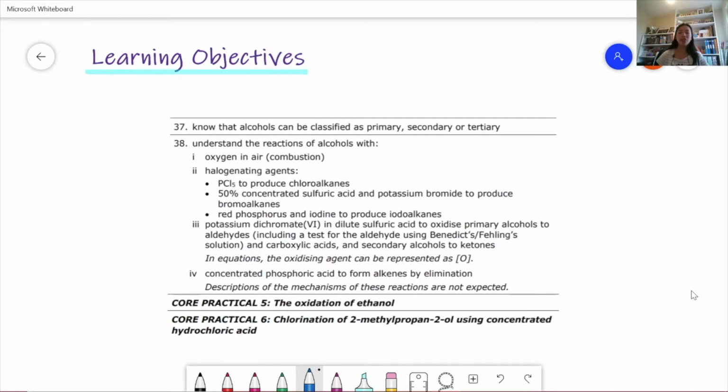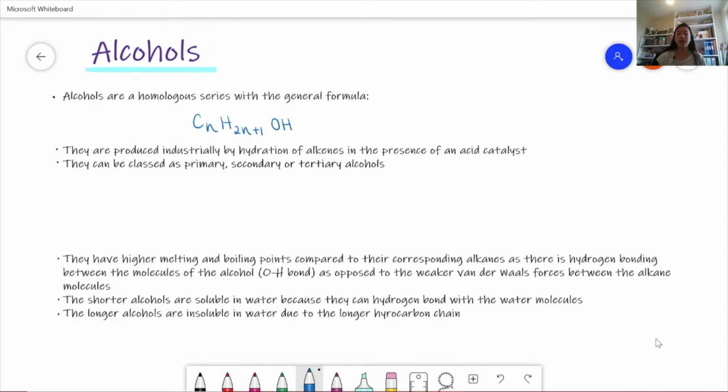We're then going to look at two core practicals. The first one will be the oxidation of ethanol, and the second will be the chlorination of 2-methylpropan-2-ol using concentrated hydrochloric acid. Now I'm going to introduce alcohols.